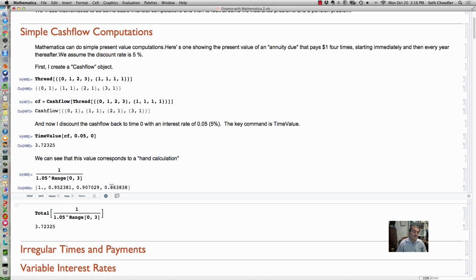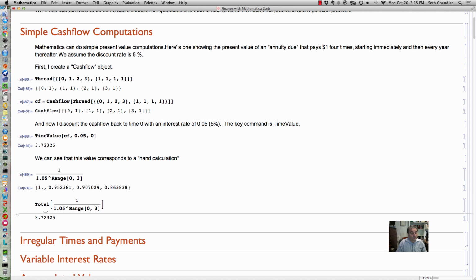And this is the value of the fourth payment at time 3. And then we're just going to total all those up. And fortunately, these match. Okay, so conceptually that's what you're doing.